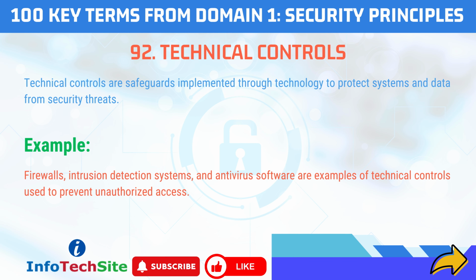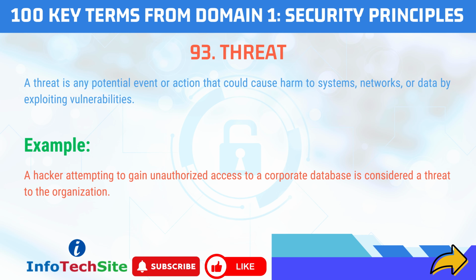92. Technical controls. Technical controls are safeguards implemented through technology to protect systems and data from security threats. Here is an example. Firewalls, intrusion detection systems, and antivirus software are examples of technical controls used to prevent unauthorized access. 93. Threat. A threat is any potential event or action that could cause harm to systems, networks, or data by exploiting vulnerabilities. Here is an example. A hacker attempting to gain unauthorized access to a corporate database is considered a threat to the organization.